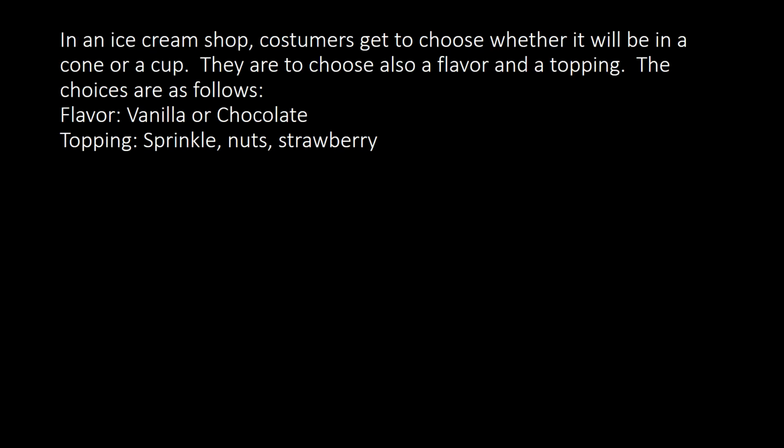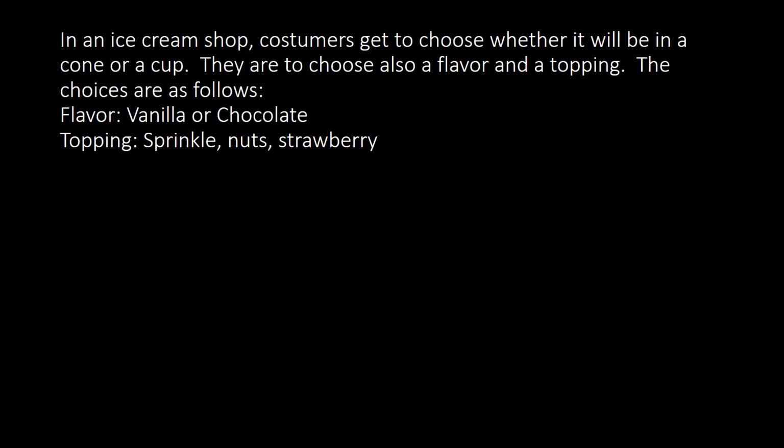In an ice cream shop, customers get to choose whether it will be in a cone or a cup. They are to choose also a flavor and a topping. So the choices are as follows. For flavor, we have vanilla or chocolate. For topping, we have sprinkle, nuts, or strawberry. So let us now construct our tree diagram.